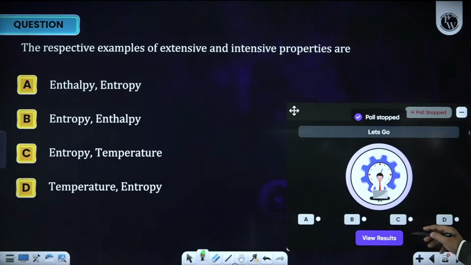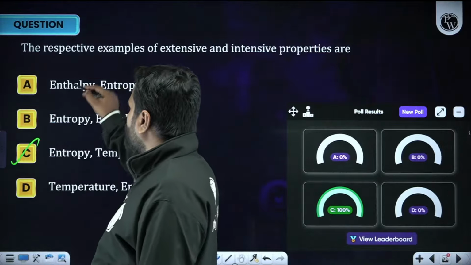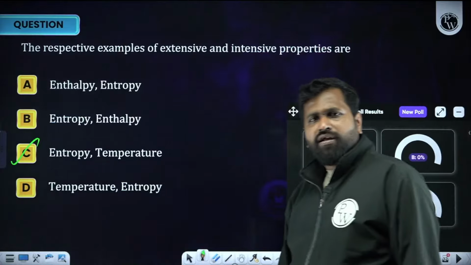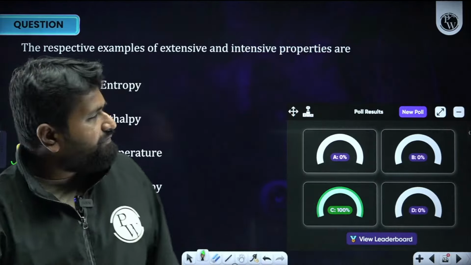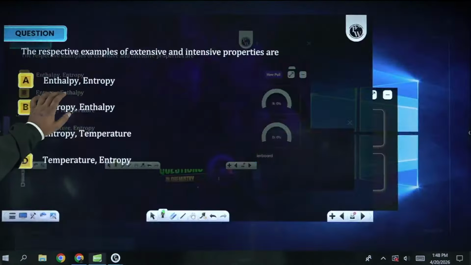So option C will be the answer. Entropy and temperature. We know all thermodynamic functions are extensive properties. Now when it comes to intensive property, we have temperature, which does not depend on mass. Next question.